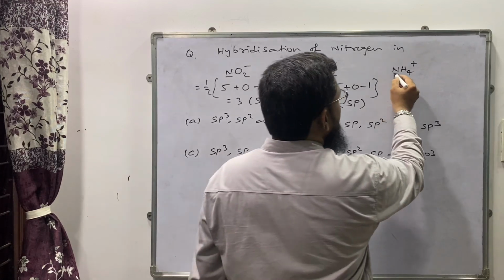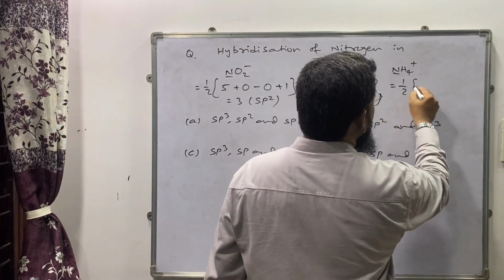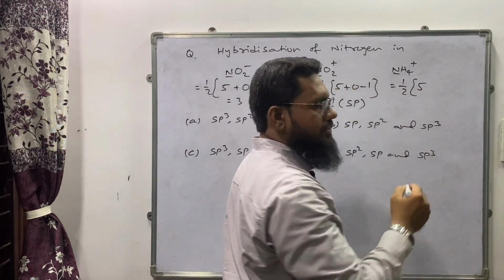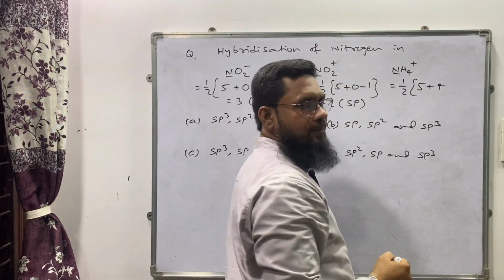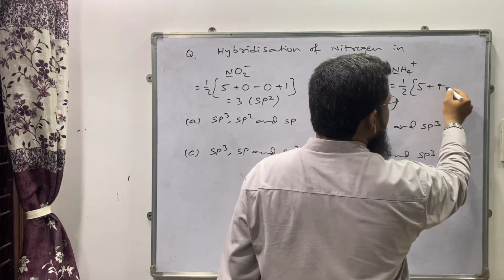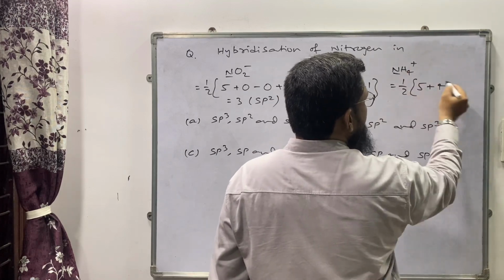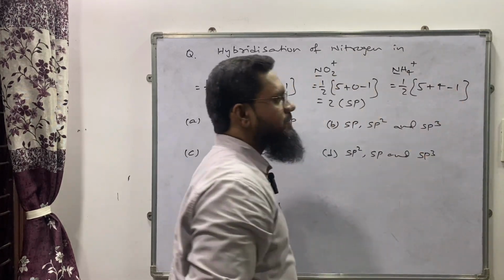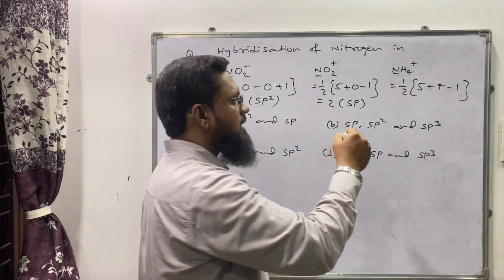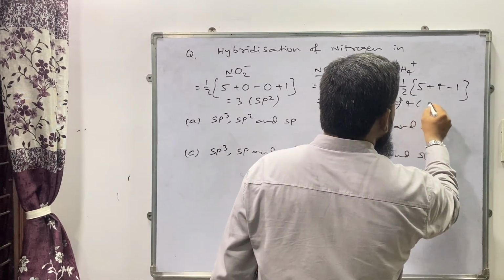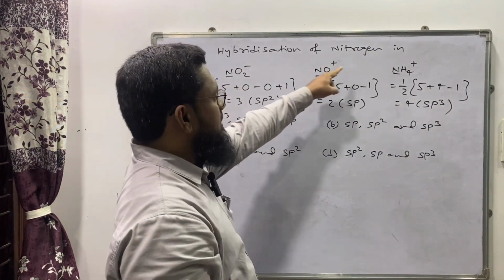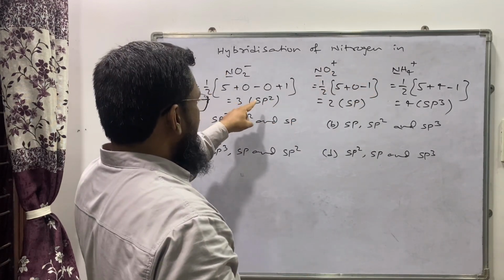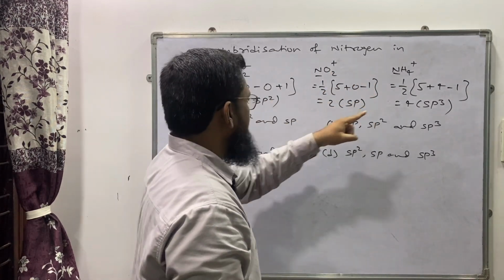Now let's see the nitrogen here. It is half of. Number of valence electrons are 5. V plus X. Number of monovalent atoms are 4. V plus X minus C. Number of positive charges is 1. So 5 plus 4, 9. 9 minus 1, 8. 8 by 2 means 4. 4 means sp3 hybridization. So here nitrogen hybridization in these species are sp2, sp, sp3.